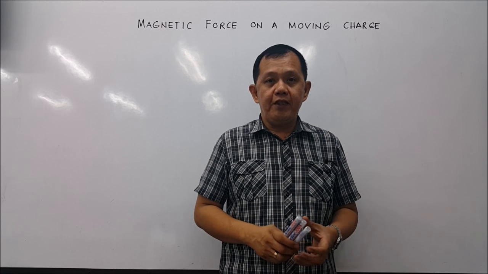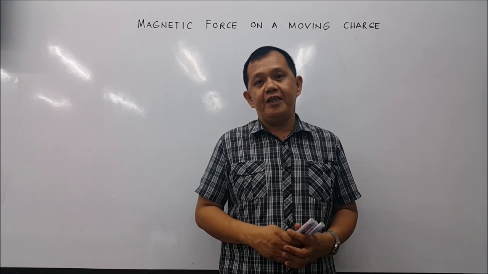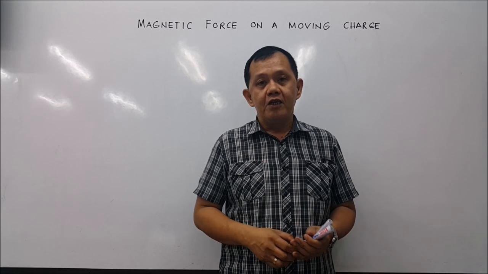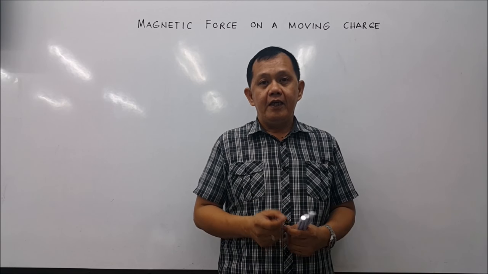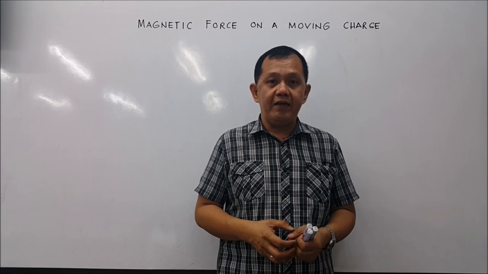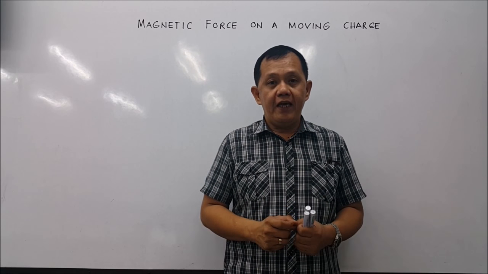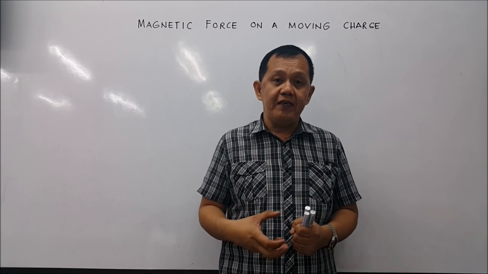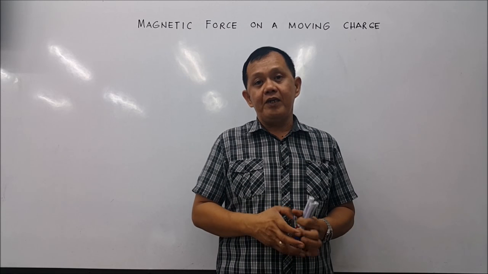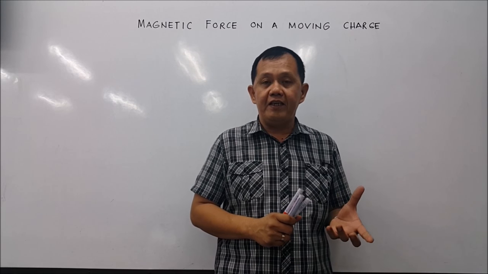So last time I mentioned that magnetic fields are created by moving electric charges. So if we have a charged particle, of course, it will have an electric field. But if this charged particle is also moving, then it will also create a magnetic field. And this magnetic field will interact with external fields.